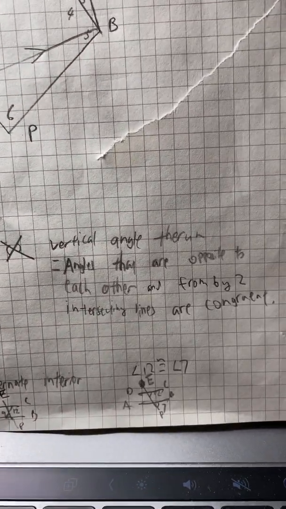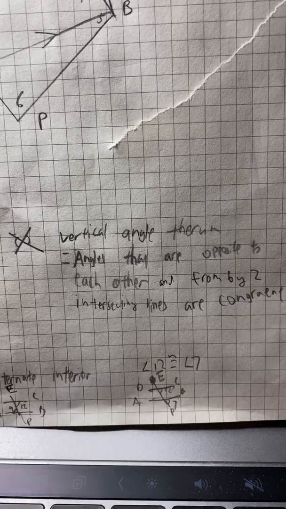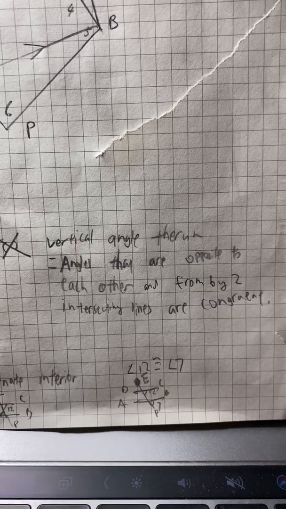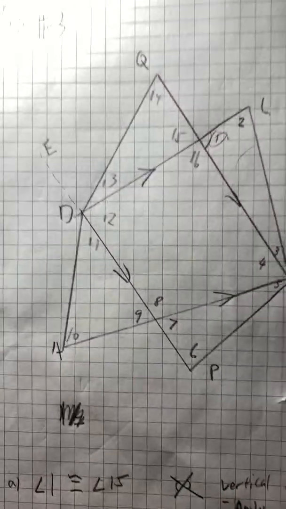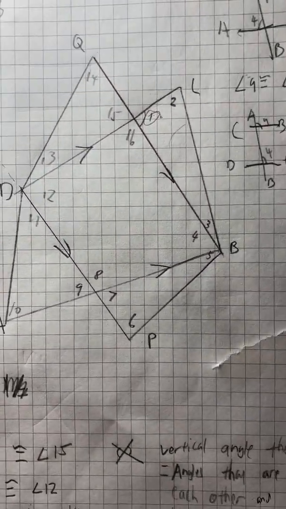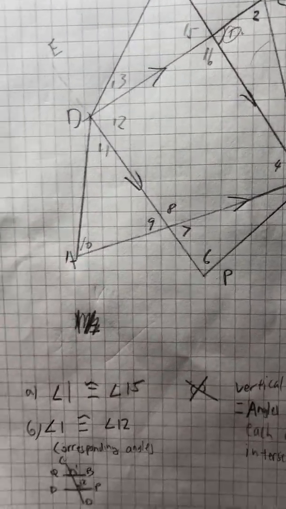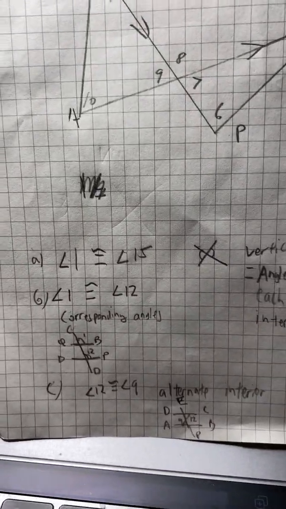So the vertical angle theorem is that angles that are opposite to each other, formed by two intersecting lines, are congruent. So that perfectly fits the situation. So we first know that angle 1 equals angle 15. Second one, angle 1 equals angle 12.